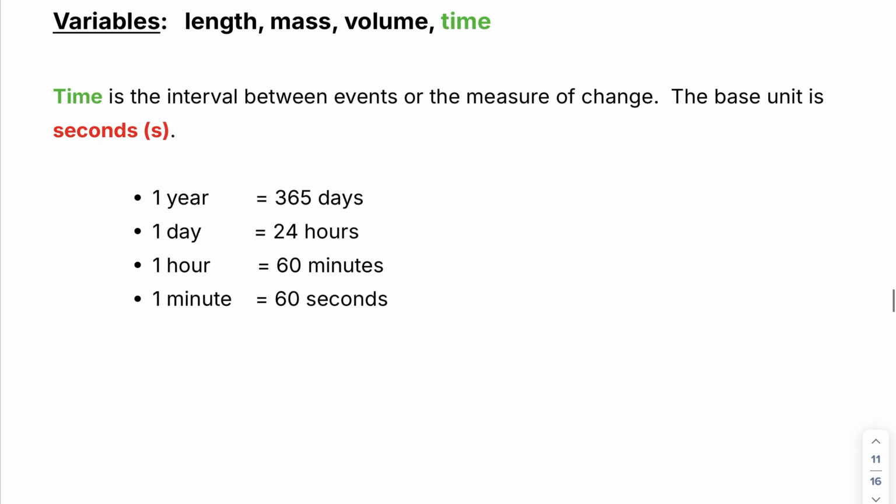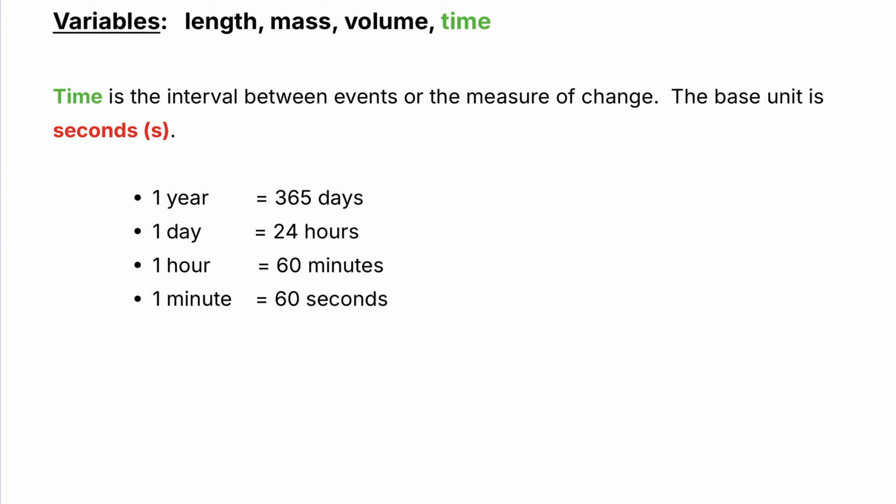Okay, and then the last variable here, we're talking about time, and I think everyone's familiar with this. Time is the interval between events. Okay, so from one event to another, that is the interval, and that is measured by time. It's also the measure of change. So when there's a chemical reaction from the beginning to the end, we would say that there's time that elapses, and that is a measure of change. And the base unit for time in physics will always be seconds, and that's represented by the letter s.